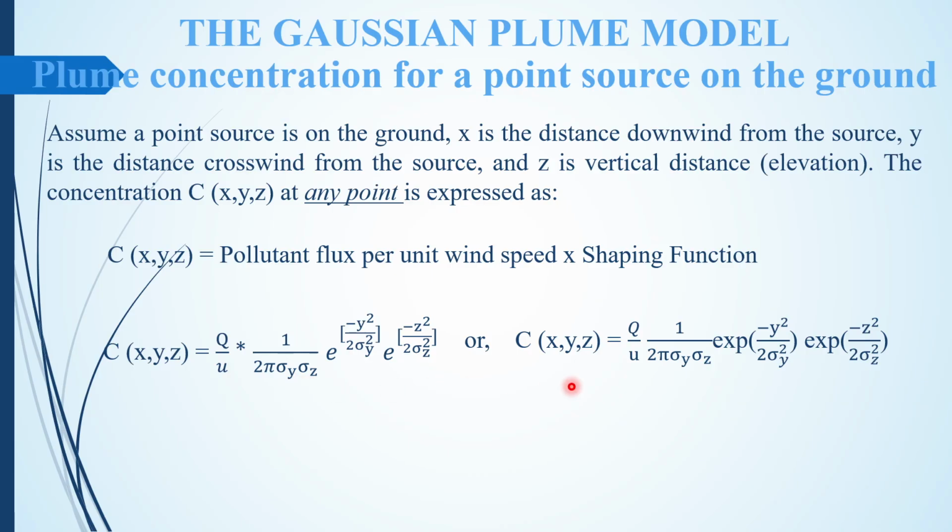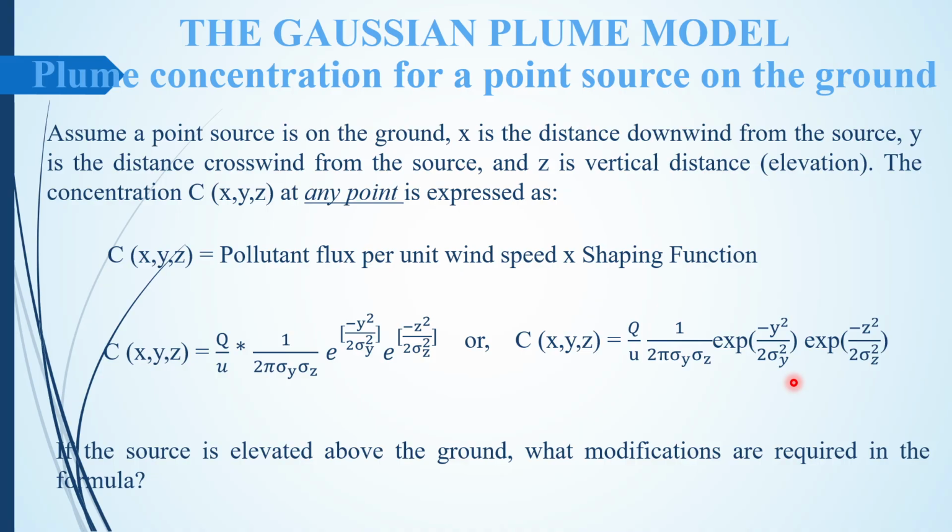And we can rewrite this expression like this, with e to the power, the exponential, like this. So this is our first equation derived, the first equation for the Gaussian Plume model. But if the source is elevated, that is h is not equal to 0, a modification is required in the formula.